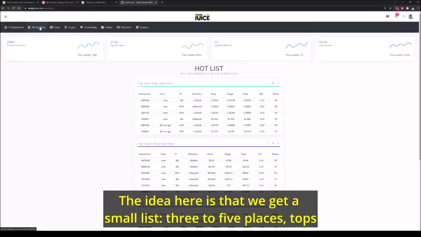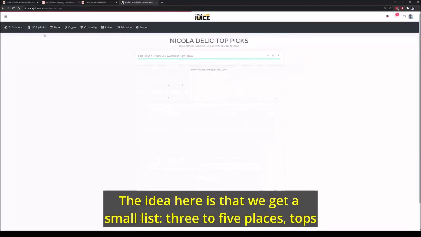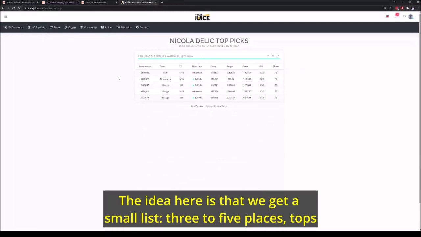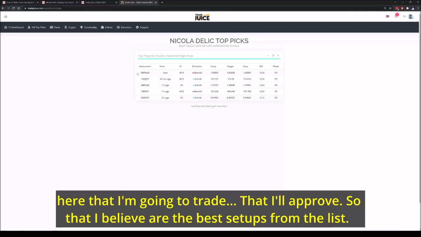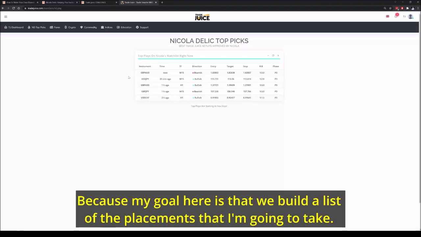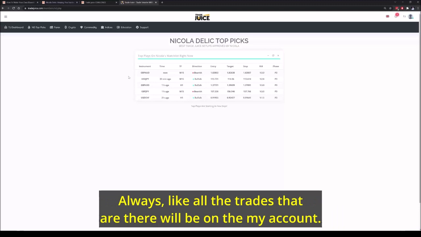The idea here is that we get a small list, 3 to 5 place stops here that I'm going to trade, that I'll approve, so that I believe are the best setups from the list. Because my goal here is that we build a list of the plays that I'm going to take always. Like all the trades that are there will be on my account.